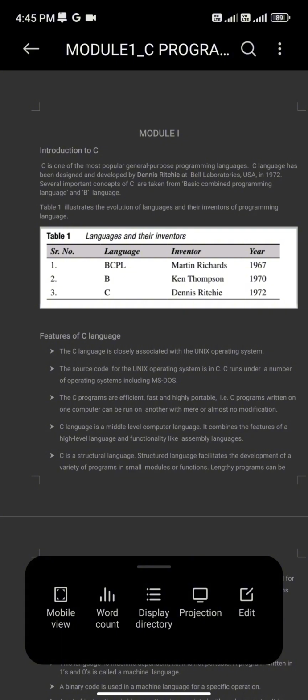Before C language, there were two languages, that is BCPL, meaning Basic Combined Programming Language, and the next one is B language. BCPL was developed by Martin Richards in the year 1967, and B language was developed by Ken Thompson in the year 1970. C programming was developed by taking the major concepts from BCPL and B languages. Now let us see the features of C language.